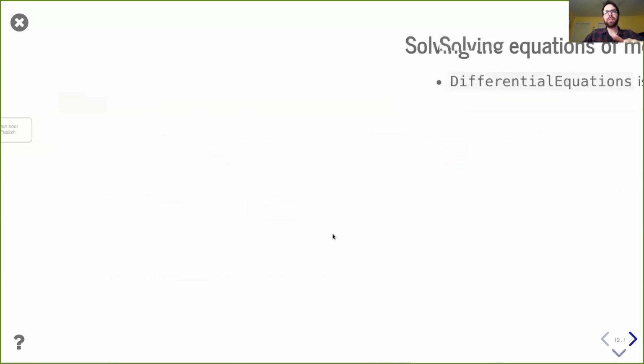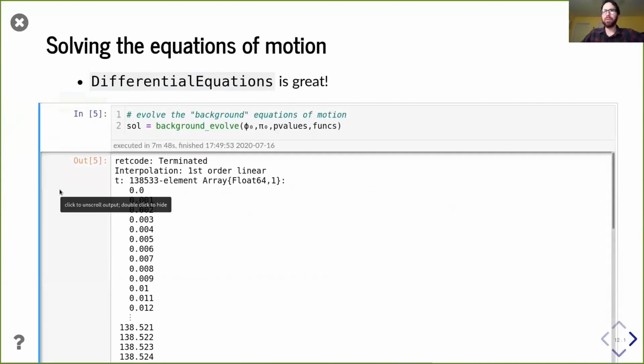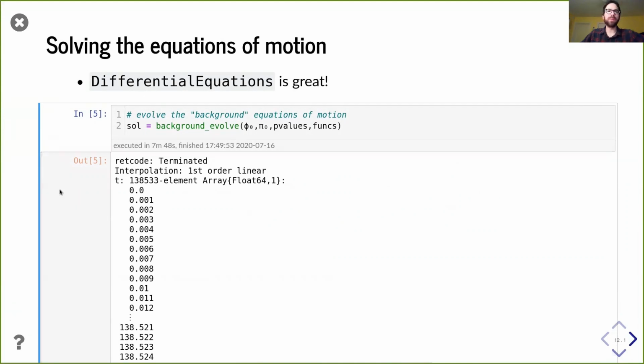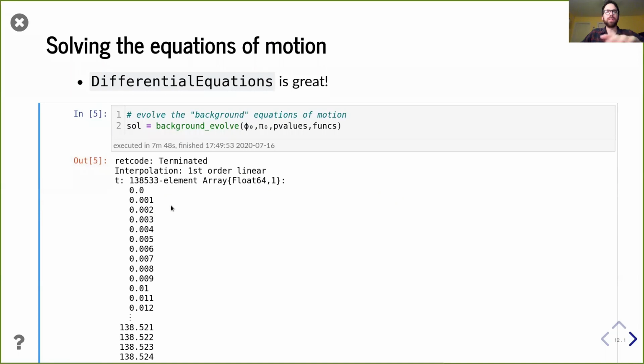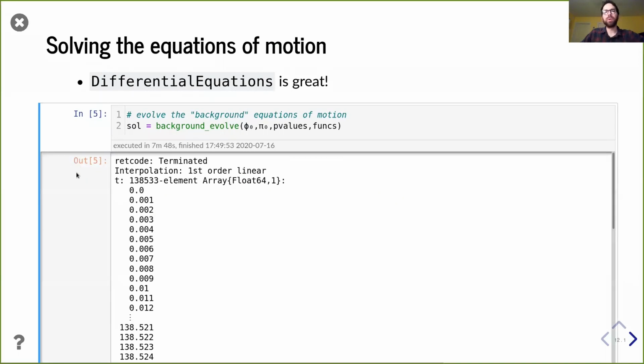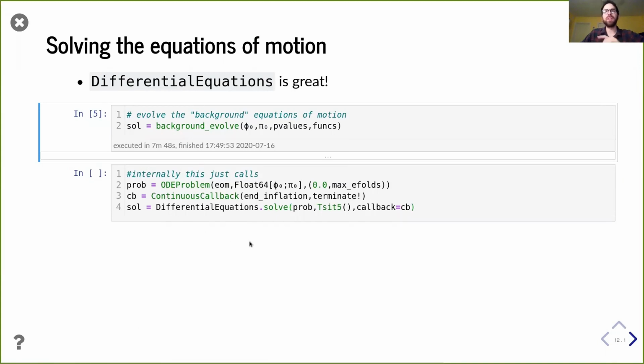All right, so let's solve the background equation of motion now. And I'll just say I really love the differential equation suite in Julia. I'm sure I've said it a few times by now, but that's really what drew me in. This background evolve function is what I use to solve the background equations of motion. And internally, it's really just a call to DifferentialEquations.solve. There's a continuous callback that ends inflation once there's too much kinetic energy, not enough potential energy in the fields. Okay, and you might have missed it, but here we got 138 e-folds of expansion. So the universe expanded by a factor of e to the 138, which is plenty. Inflation only needs e to the 60 or so to match our universe.